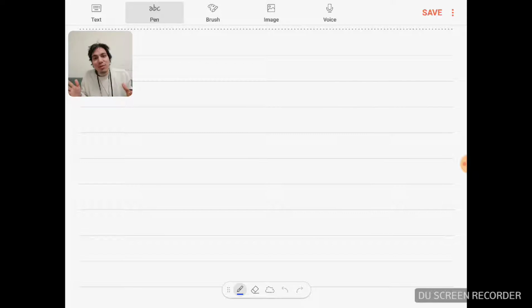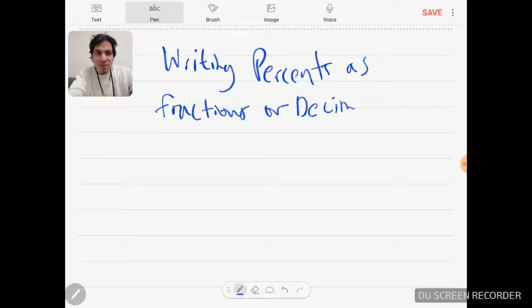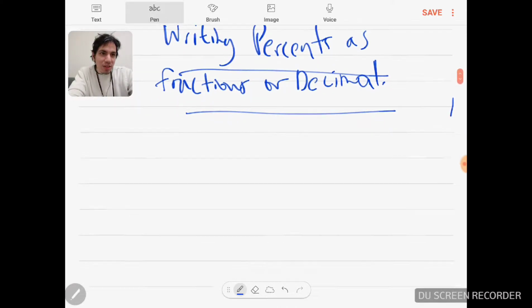Pretty much the lesson is going to be about writing percents as decimals or fractions. So it's going to be part 1. Let's write it here: writing percents as fractions or decimals, or vice versa. Order doesn't matter here. Okay, so let's get right into it.